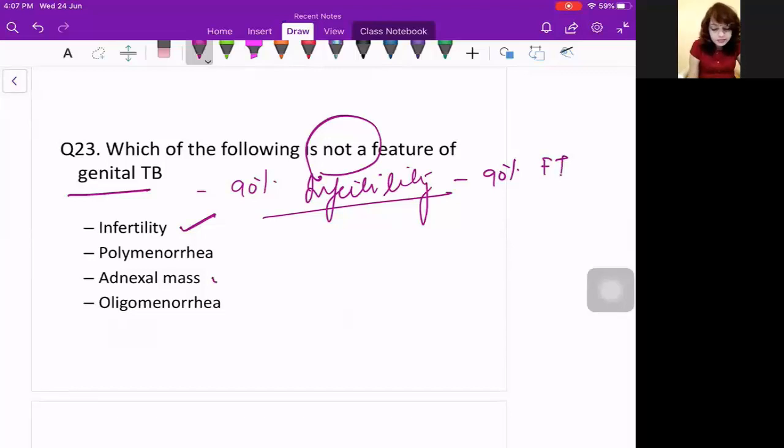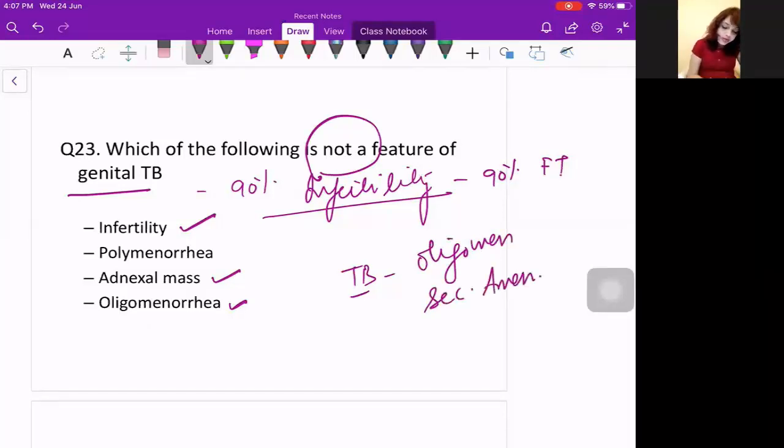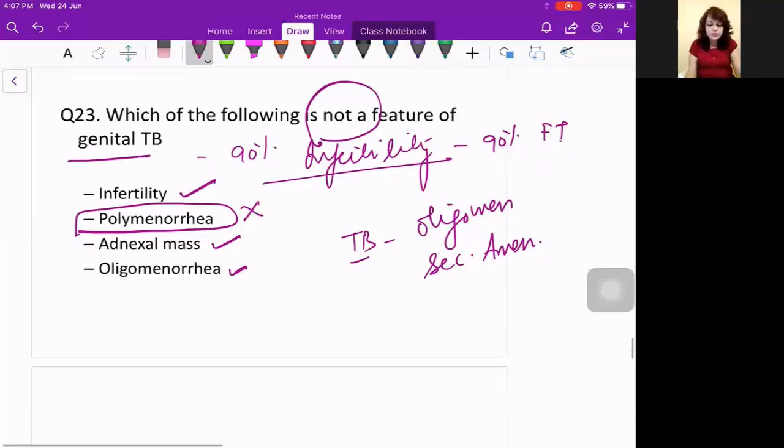Adnexal mass, yes, it can present as an adnexal mass. Oligomenorrhea, yes. Genital TB can cause oligomenorrhea or secondary amenorrhea. But polymenorrhea is never the presentation of genital tuberculosis. So I would mark polymenorrhea as the answer in this question.